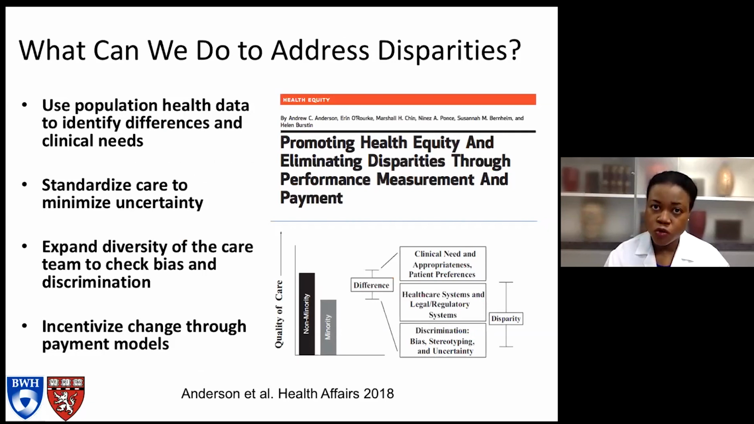So what can we do to address disparities? A 2018 article in Health Affairs lays out several principles that are very applicable today, including using population health data to try to identify differences in clinical needs in diverse populations, standardizing care to minimize uncertainty, expanding the diversity of the care team to check bias and discrimination, as well as incentivizing change through payment models in the way that we pay for care. This was all very true in a pre-COVID or coronavirus environment.